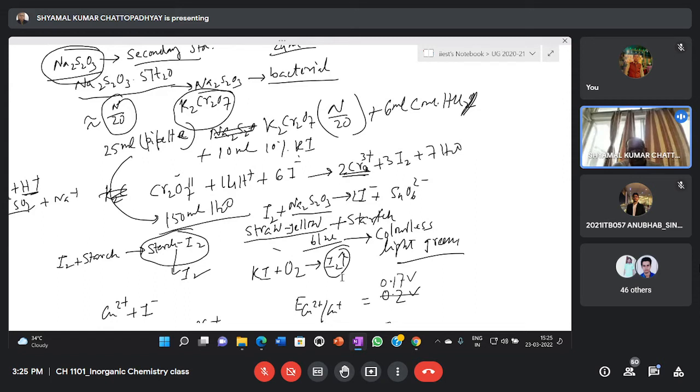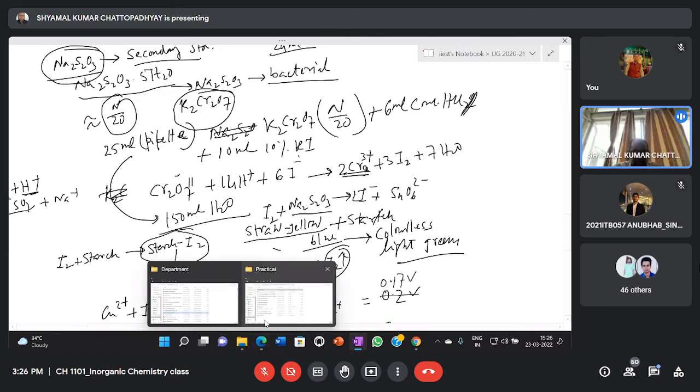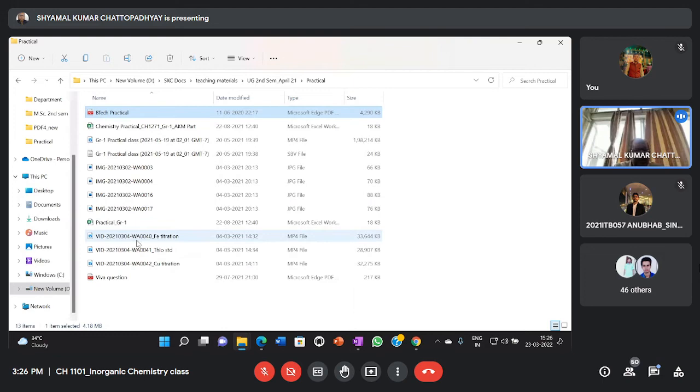You first of all start the titration using thiosulfate, and then when the iodine concentration decreases and you have a relatively lower concentration of iodine, then you add starch and you get the blue color, and you can easily titrate it to get the full iodine. So this is the standardization of thiosulfate. And before going to the iron titration, I will show you the video for the standardization of the thiosulfate.